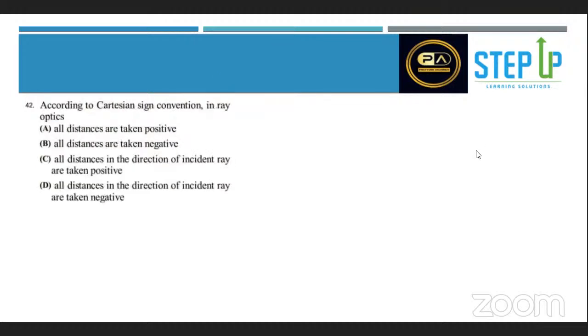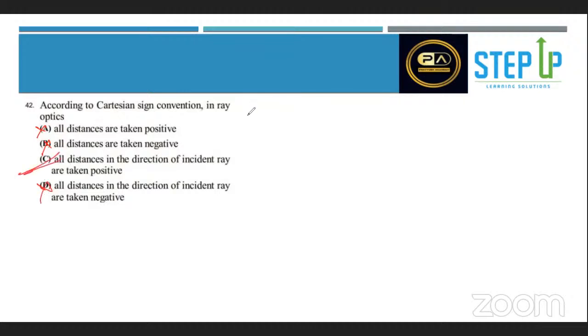Okay. Next, according to the Cartesian sign convention in ray optics, all distances are taken positive. Because all distances negative, this is wrong. It's not true. All distances are taken negative, wrong. All distances in the direction of incident ray are taken positive, correct? Okay, so this is wrong.